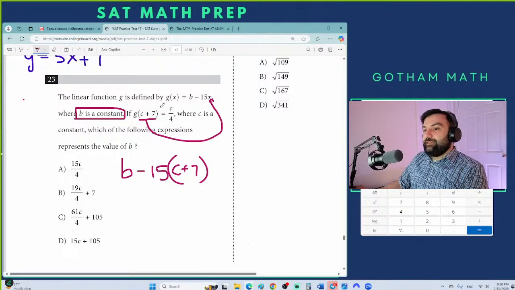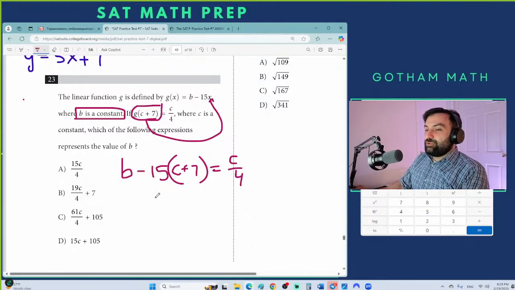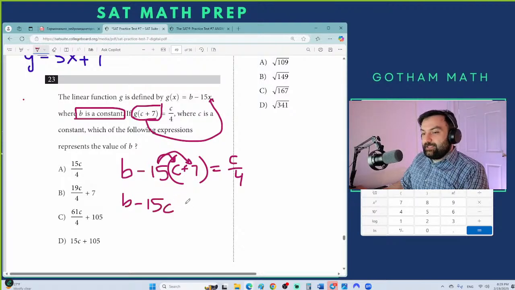And this plugin equals c over 4. That's it. All we have to do now is just solve for b. This doesn't look that hard. Actually, no, it's not hard. So negative 15c minus 70 to the 105 equals c over 4.